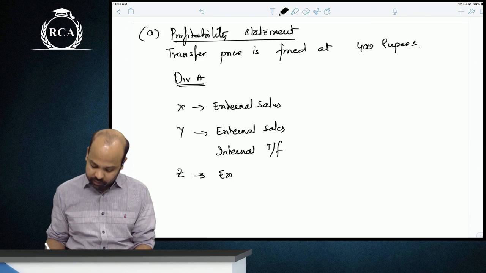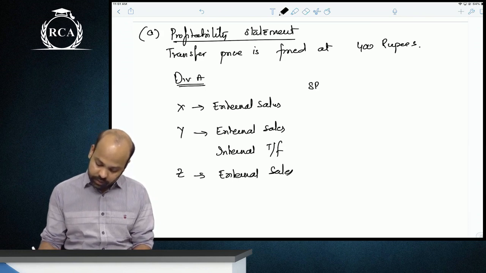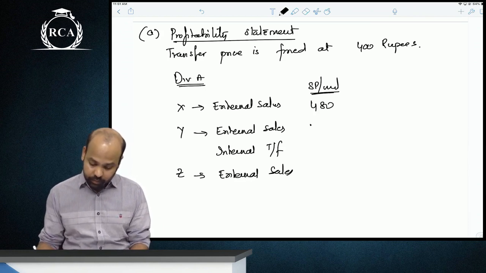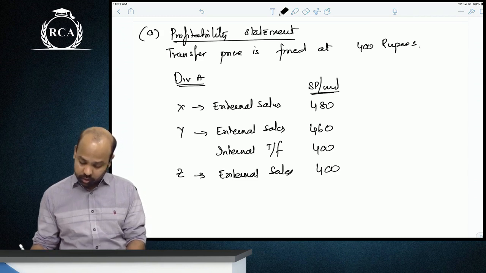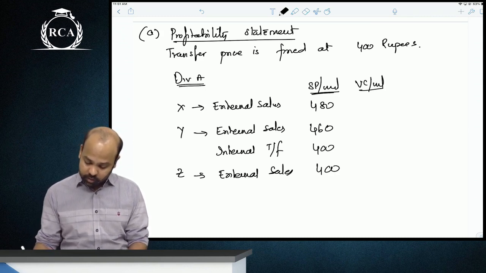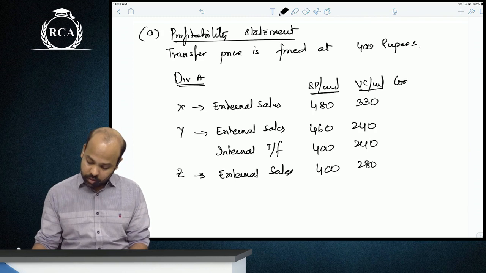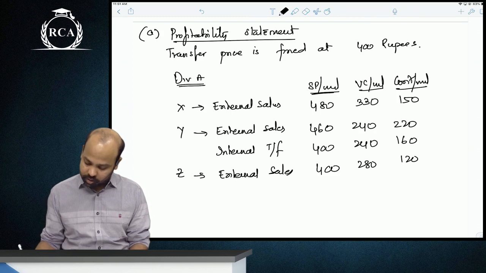Product Z beta is external sales. Product Z, guys, is external sales. The selling price per unit, guys, is 480, 460. Internal transfers 400, 400. Variable cost per unit is 330, 240, 240, 280. The amount of contribution per unit is 150, 220, 160, 120.